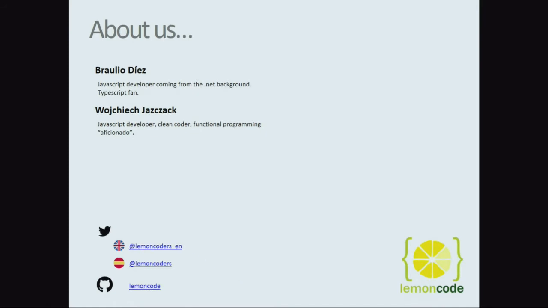Hype. And I would like to present Wojtek. Wojtek is a JavaScript developer, clean coder, functional programmer aficionado, because he's a young guy and his mind goes fast. We old people, we are just getting up to speed with functional programming. And here is our Twitter account, GitHub, and that stuff.